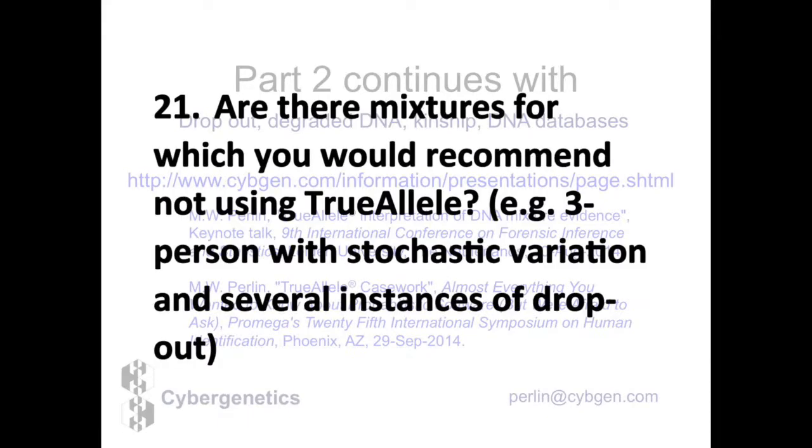Next question is, are there mixtures for which you would recommend not using TrueAllele? For example, a 3-person mixture with lots of stochastic variation and instances of dropout. No, we would always use TrueAllele, and what would happen is that if the data were terribly uninformative, we'd get log likelihood ratios around 0. And if there was extreme dropout, we could get a negative log LR, usually a small number, and then we would know what the data is telling us. Again, the concept with TrueAllele is to start with the data, whatever that data pattern is from the STR signal, not change the data at all, and then whatever the data tells us, that's what we can infer and report.